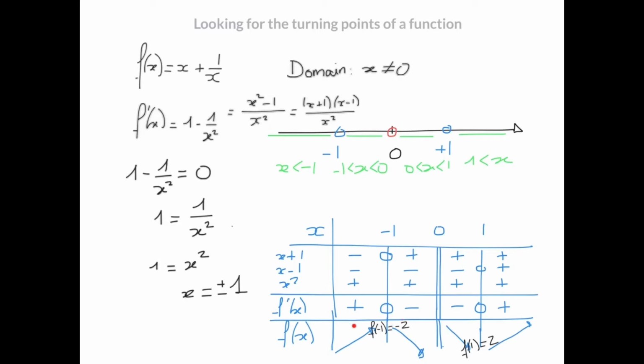This means that around -1, there is no x such that f of x is greater than -2, and around 1, there is no x such that f of x is less than 2. So this is it. This is the most common way to find the turning point using a critical value table.